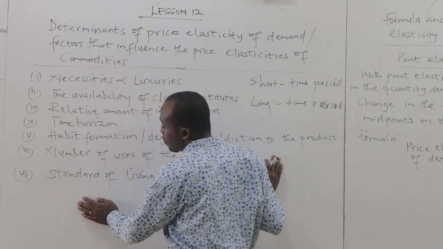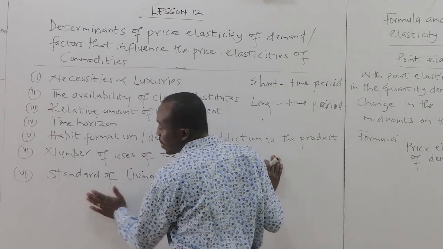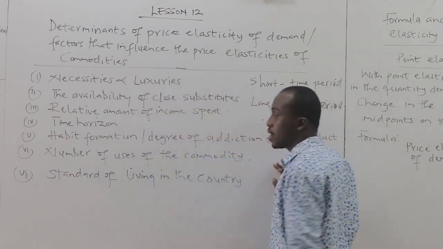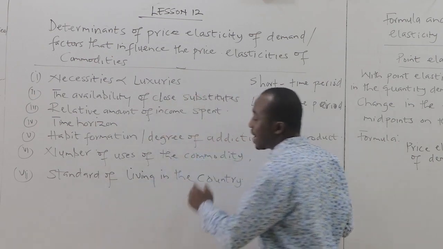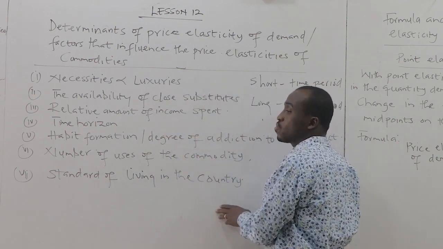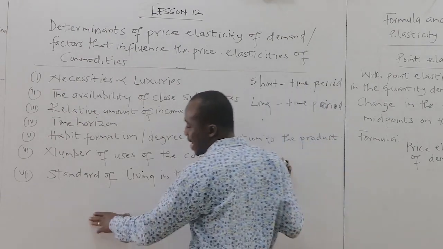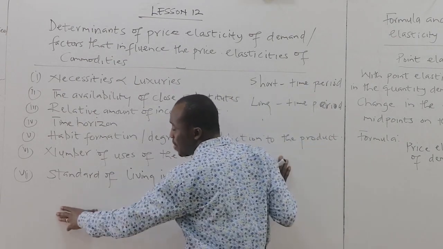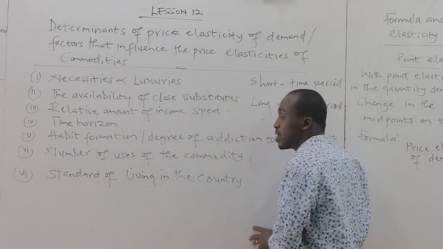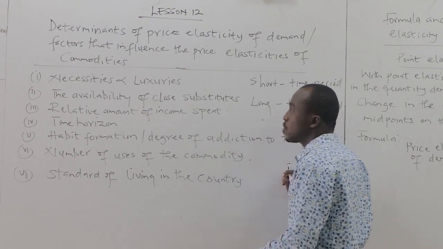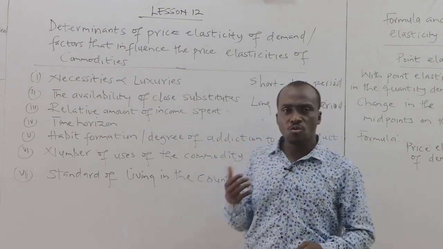So when the country has a higher standard of living, the commodity tends to have inelastic demand. If the country doesn't have a higher standard of living, the commodity tends to have elastic demand. So when the country is experiencing a higher standard of living, commodities behave with inelastic demand. When countries are experiencing low standard of living, commodities behave with elastic demand. So these are some of the factors that make some of these goods behave so.